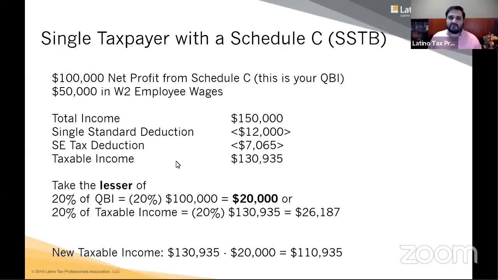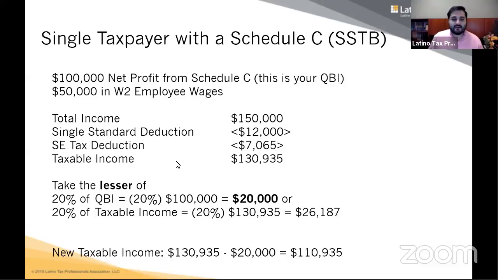Now, let's arrive at taxable income. So we're going to take away the single standard deduction, take away the self-employment tax deduction. The point is that George's taxable income is $130,935. Now, is that below the threshold? Remember, he's single. Somebody that's single, his threshold is $157,500. So yes, he's below the threshold. That's good. So even though he is a specified service trade or business, because he's a tax pro or an accountant, it doesn't matter really because he's below the threshold. So he's going to get the deduction. But how do we calculate that deduction?